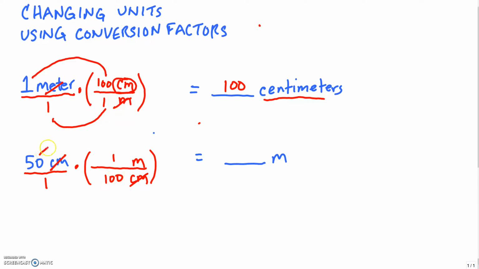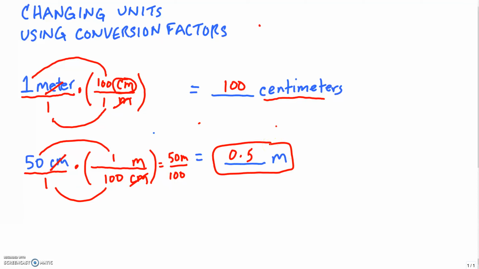And so when I do the math here, 50 times 1 is 50. 1 times 100 is 100. And so I get, this is going to be up top, 50 meters is up top, and down below, 1 times 100 is 100, and there's no unit there because it canceled out. So that's 100. So 50 over 100 is 0.5, and then meters is there. So the answer is 0.5 meters. 50 centimeters is the same as 0.5 meters.